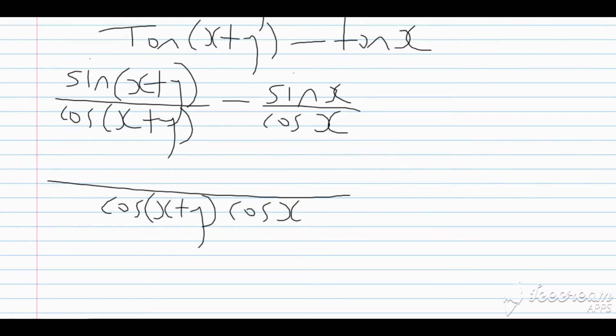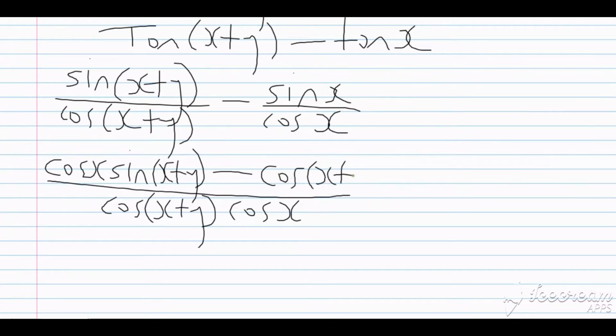Alright, I will say the cosine of x plus y into all of this would simply give me the cosine of x. So I would have the cosine of x multiplied by my numerator, which is the sine of x plus y, minus, similar approach here, the cosine of x into all of this denominator is going to give me the cosine of x plus y. So I'm going to have the cosine of x plus y, and this is going to multiply my sine x.